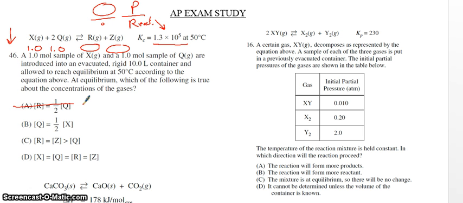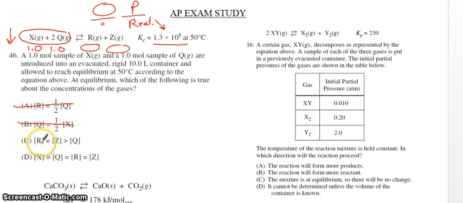B says Q is 1/2 of X, so it's actually saying that the amount of Q is half the amount of X. Now, according to the stoichiometry, it is related 2 to 1, but X is actually 1/2 of Q. So this is wrong because it's backwards. Think about it. It actually says that Q is bigger than X. Here it's saying Q is less than X.